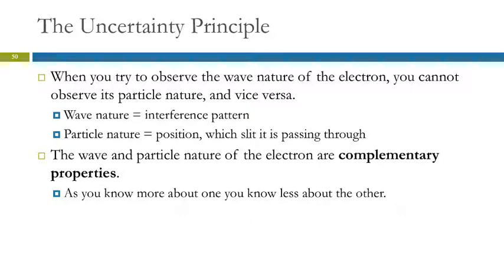The evidence for its wave nature is the interference pattern. The evidence for its particle nature is its position. So in that slit experiment, the diffraction experiment, it's which slit is the electron going through? Because as a particle, it can only go through one slit. Particles can't be in 2 places at the same time. Waves can, but particles can't. So we say that the wave and particle nature are complementary properties. The more you know about one, the less you know about the other.